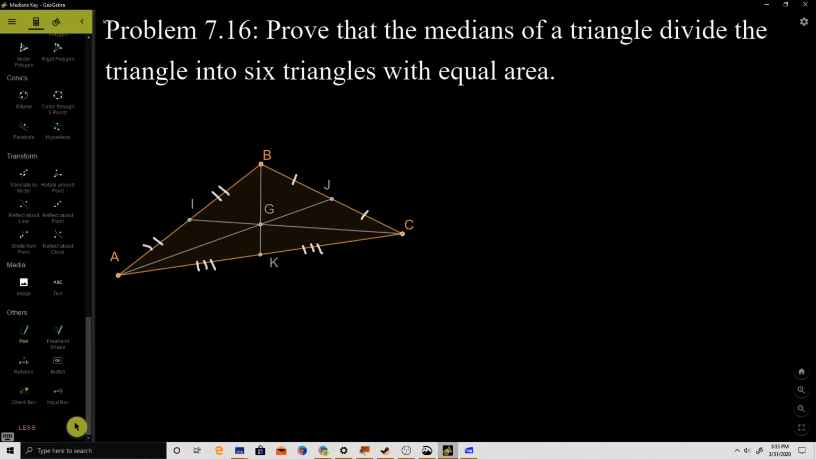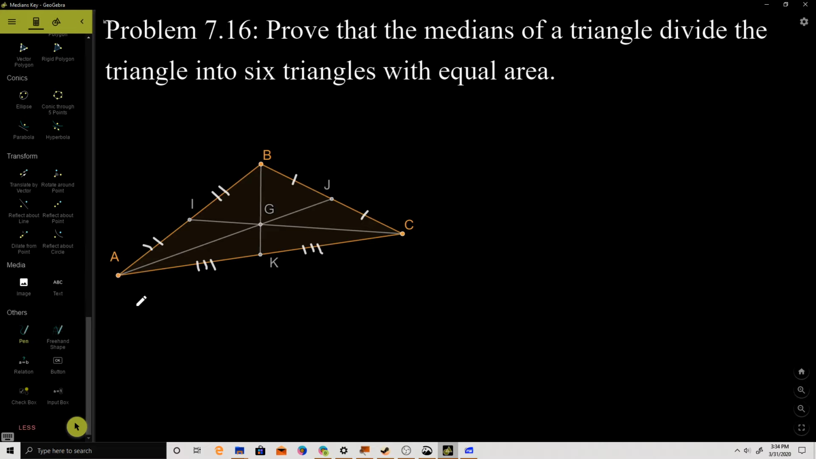Let's notice we have 6 triangles. We have triangle BGI is 1, IGA is 2, AGK is 3, KGC is 4, CGJ is 5, and BGJ is 6. So we do have our 6 triangles. Now, how can we show that they all have the same area? They even look really different. Well, in area, we always need base and height. So if I can show that the base and heights are the same, then we should be good to go.